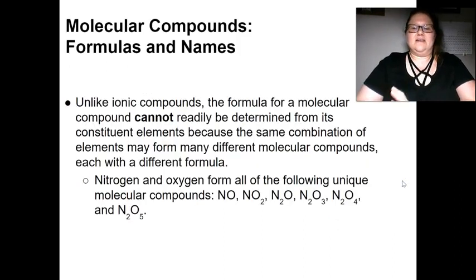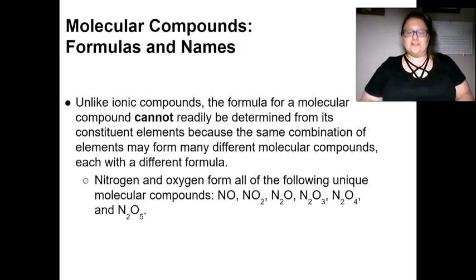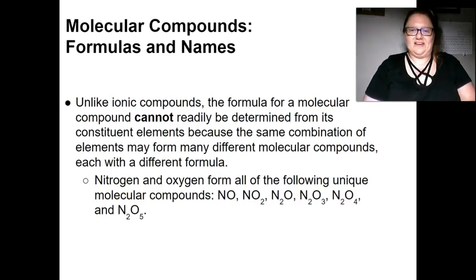Okay, now we're going to get into molecular compounds or covalent and how to name these. So these are not ionic, so we name them differently. There are no charges here. So let's look here. Nitrogen and oxygen can form all of the following unique molecular compounds. We can have NO, NO2, N2O, N2O3, N2O4, N2O5.